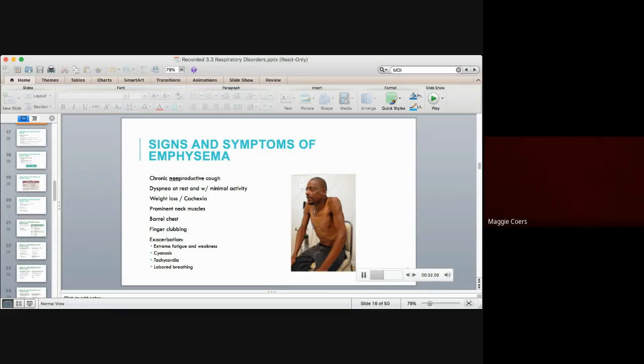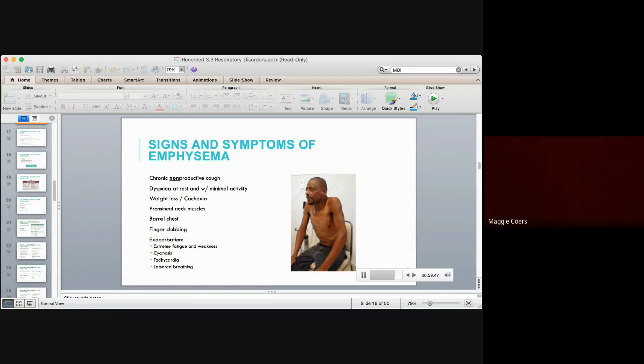of weight. Okay, and the picture here is a picture of a patient with emphysema, but also this patient has cachexia. You can see the prominent neck muscles, the barrel chest, okay, the 11th and the 12th rib are kind of poking out of the rib cage. Okay, so that's all signs of cachexia. Okay, he also probably would have clubbing in his fingers.